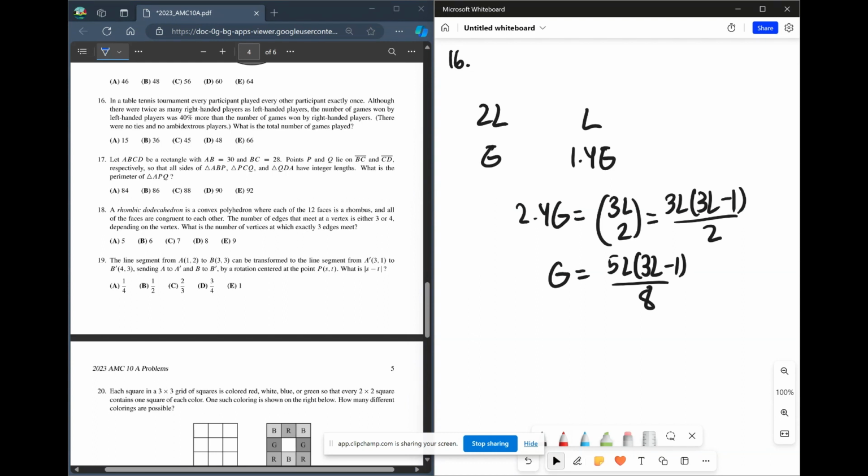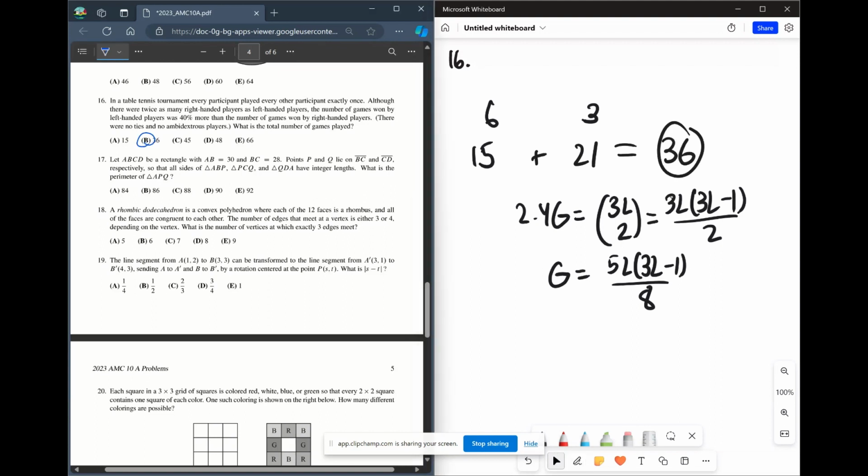And we want to find out what value of L makes this an integer. L equals 2 doesn't work because that's 10 times 5 over 8, which is 50 over 8. But L equals 3 works since 3 times 3 minus 1 is 8 itself. So we can say that this is 6, 3, then this is 8, and then G ends up being 15, and then that ends up being 21, and therefore our answer is 36.